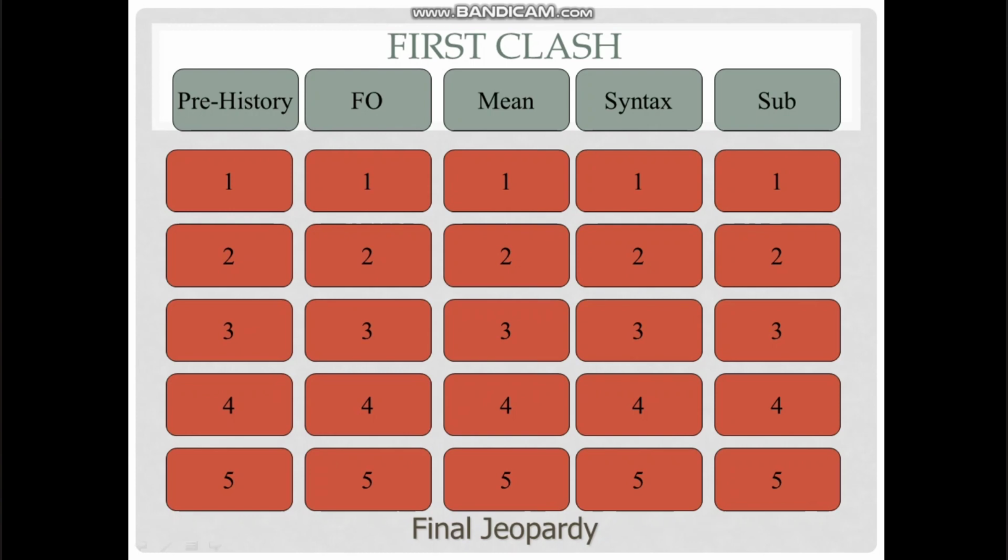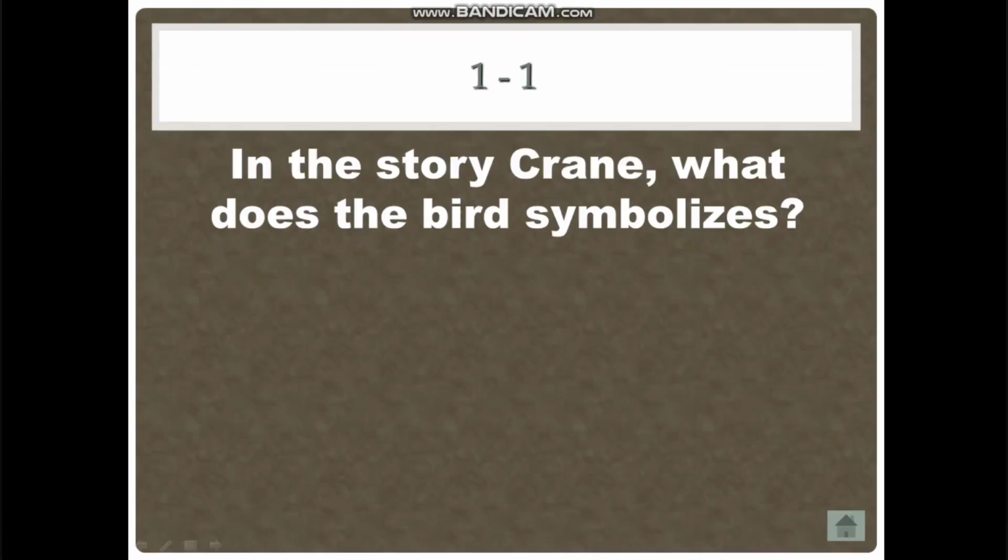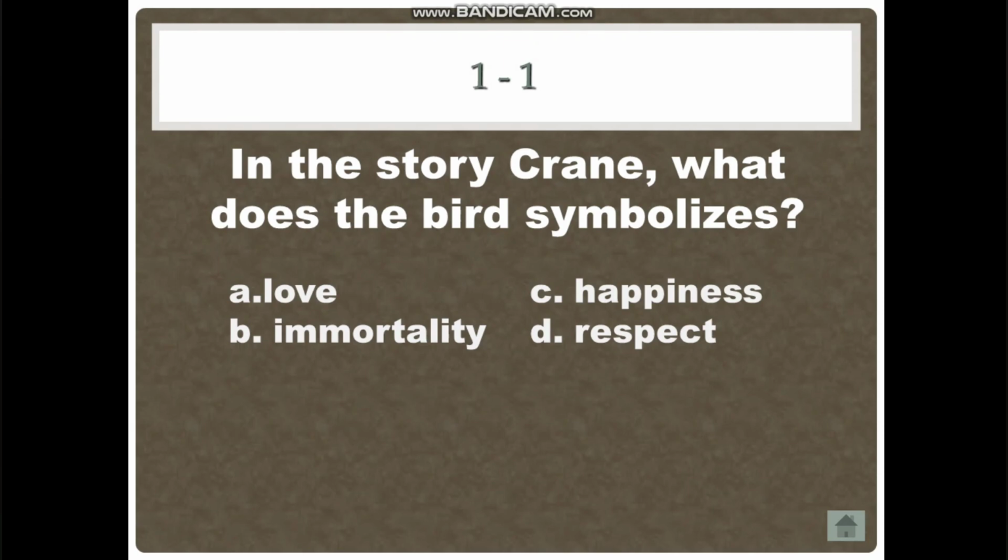can choose from. For example, student A from team number 1 chose prehistory. This is what you call the category. For example, this question: in the story "Crane," what does the bird symbolize? I make sure that they have choices to choose from: A, love; B, immortality; C, happiness; D, respect.